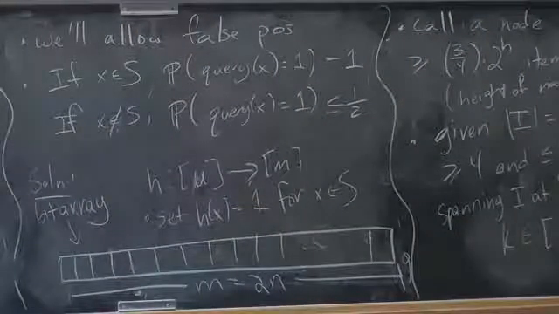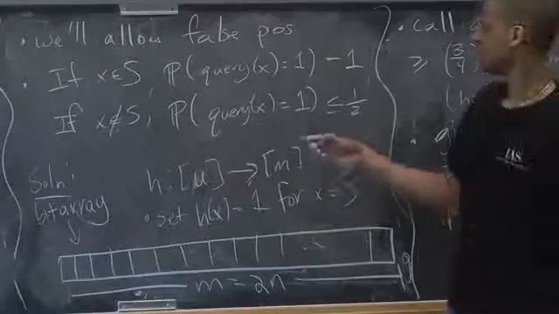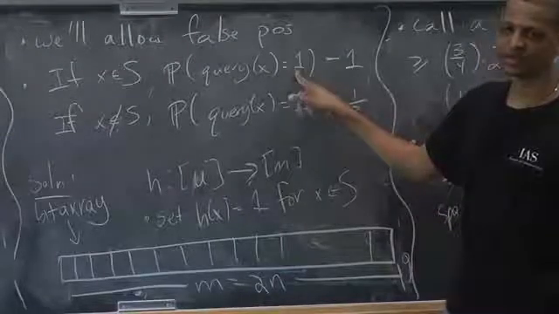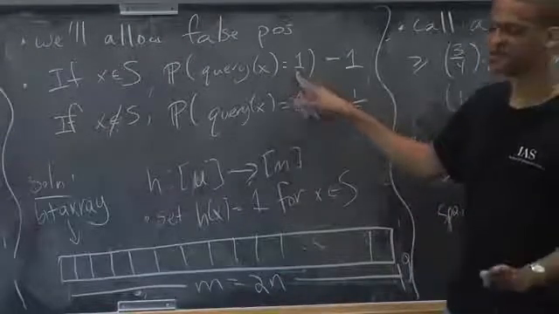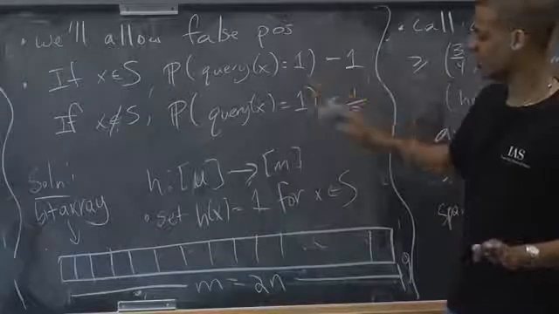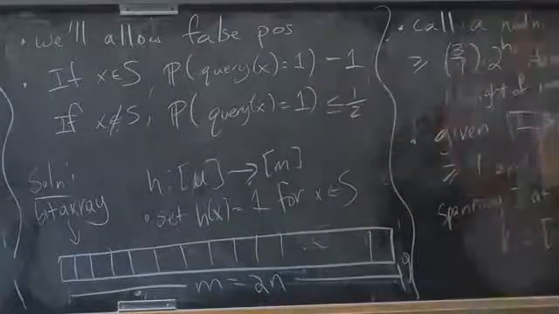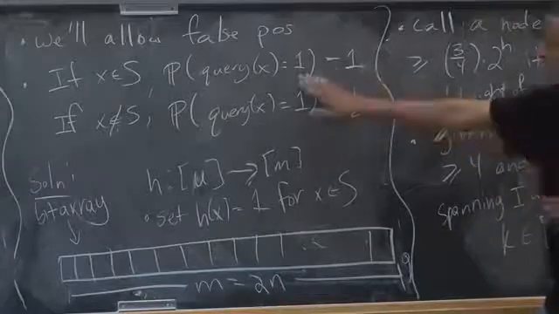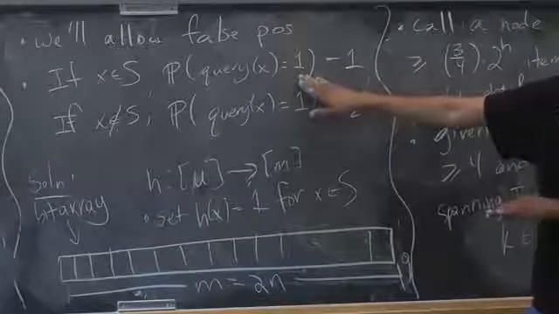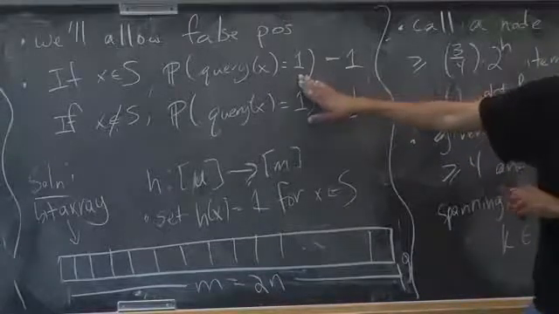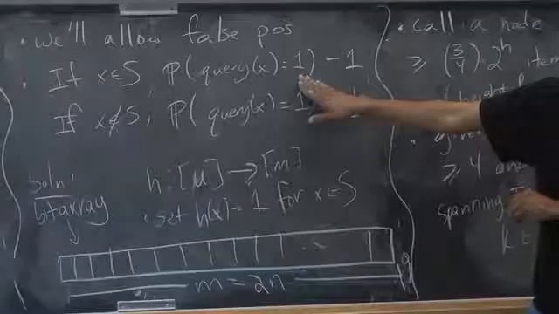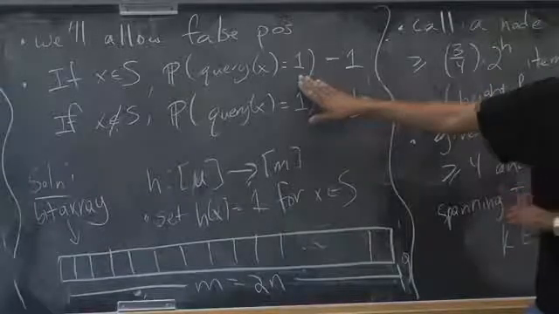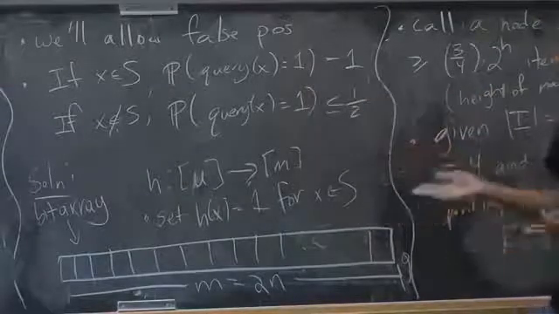So I have a question. Just so we're on the same page, if you understood what I said, then why is this true with this solution? The first bullet. Yeah, if x is in S, I set the bit to 1, so it's 1.